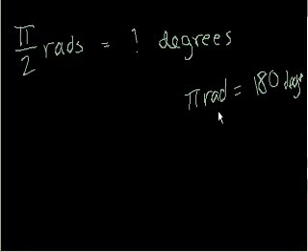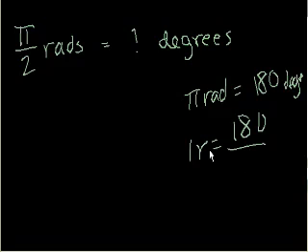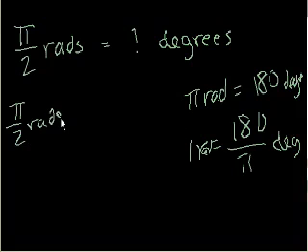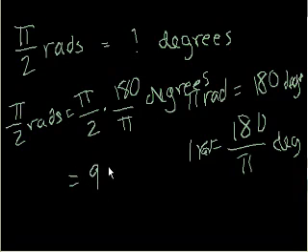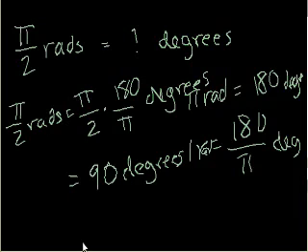But we know that pi radians is equal to 180 degrees, right? So 1 radian is equal to 180 over pi degrees, right? I just figure out the formula again because I always forget it. So let's go back here. So pi over 2 radians is equal to pi over 2 times 180 over pi degrees, and that equals 90 degrees. 90 degrees. I'll do one more example.